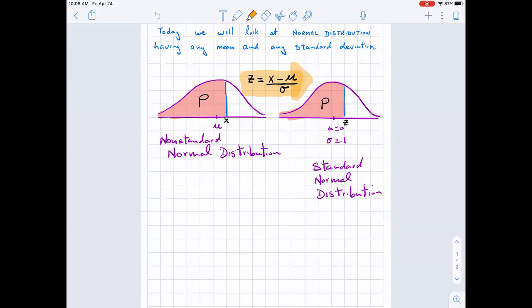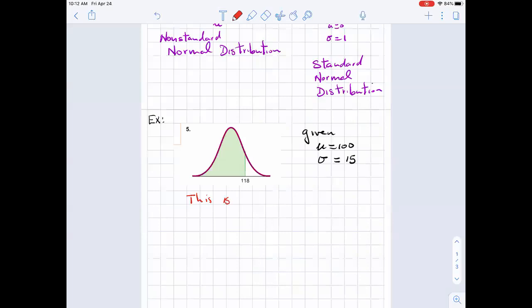So if we look at some example, this is what we call a non-standard normal distribution. And it is a non-standard normal distribution because for it to be standard, this has to be 0, this has to be 1.